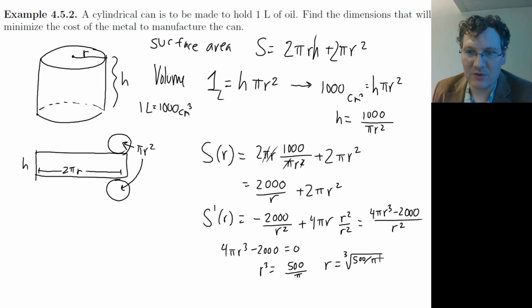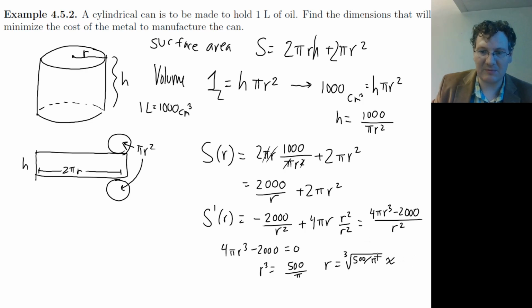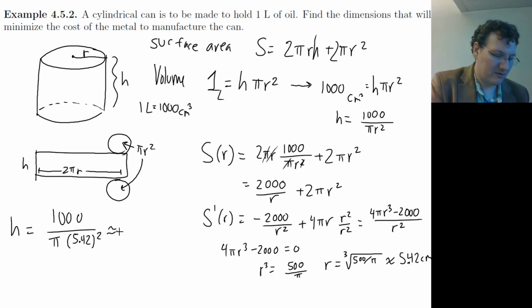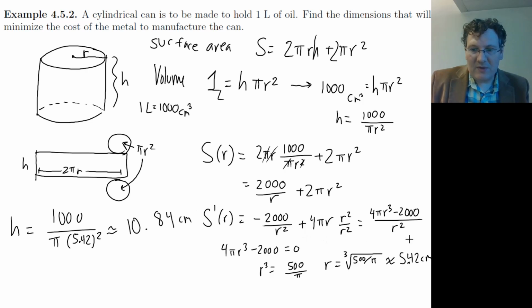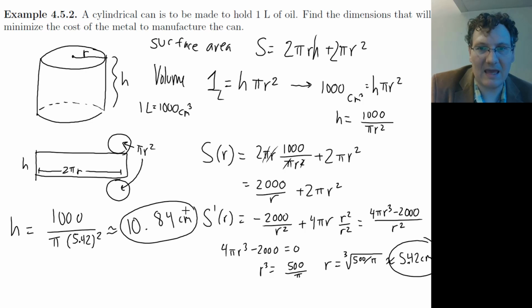Now, since r is known to us, I'm going to approximate this in decimals. That's about 5.42 centimeters. The height is going to be 1,000 divided by pi times 5.42 squared, which comes out to be about 10.84 centimeters. So that gives us the optimal radius and the optimal height of the can that's going to hold 1 liter of oil. That's optimal in terms of minimizing the surface area.